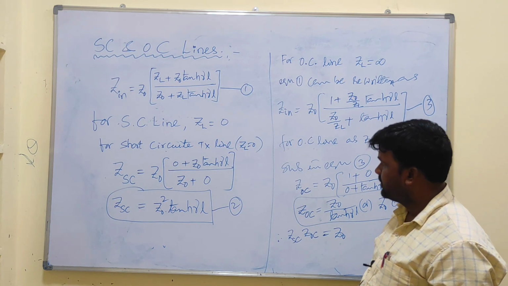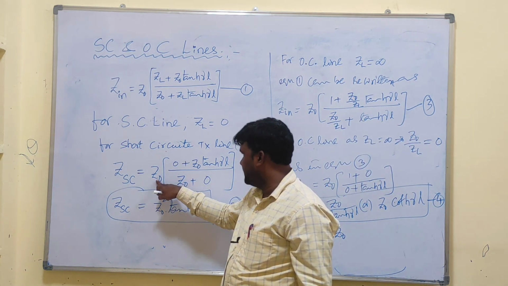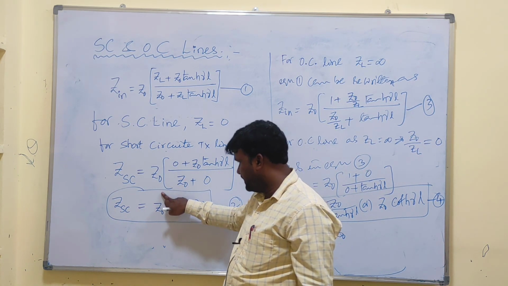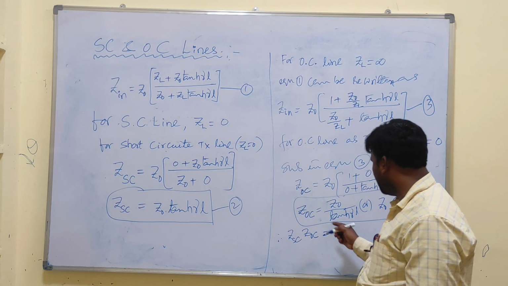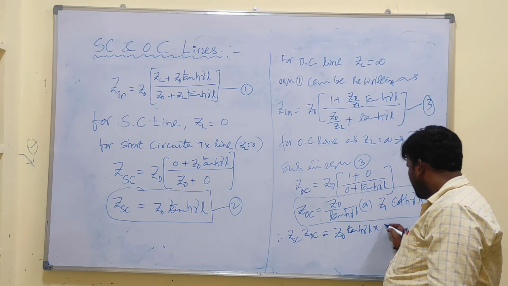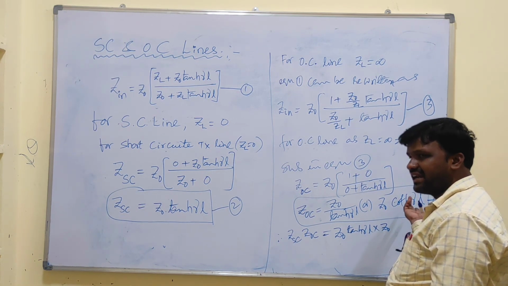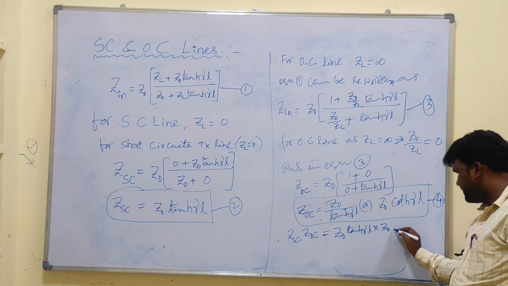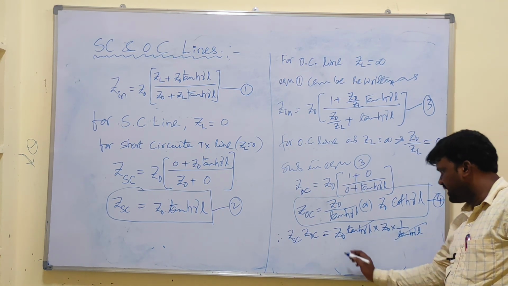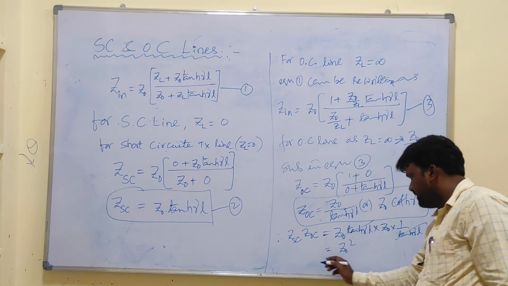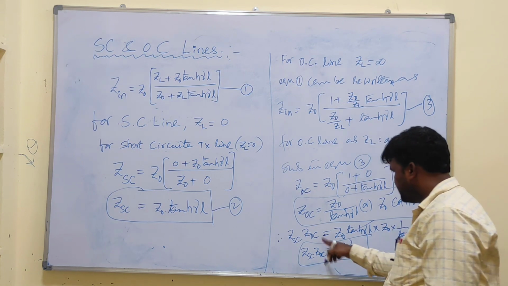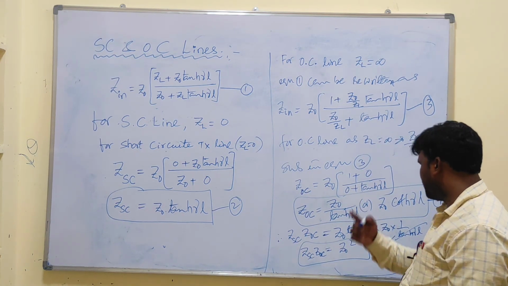What is ZSC? Sorry, actually it is Z0 into 0 plus Z0, Z0 into Z0, Z0 square divided by Z0. It gives only Z0 tanh gamma L. Here it is Z0 tanh gamma L into Z0 coth gamma L. We can write coth gamma L as 1 by tanh gamma L, so this tanh gamma L cancels. Finally we have ZSC into ZOC equal to Z0 square. This is an important relationship.